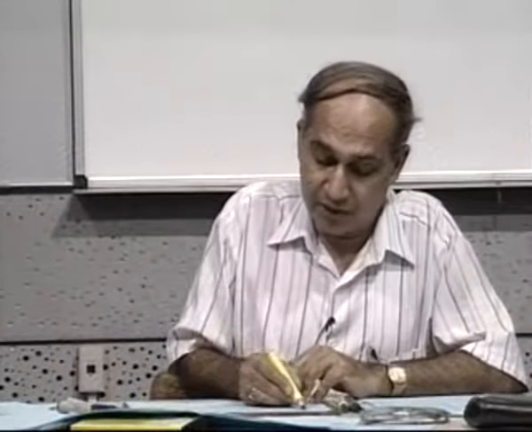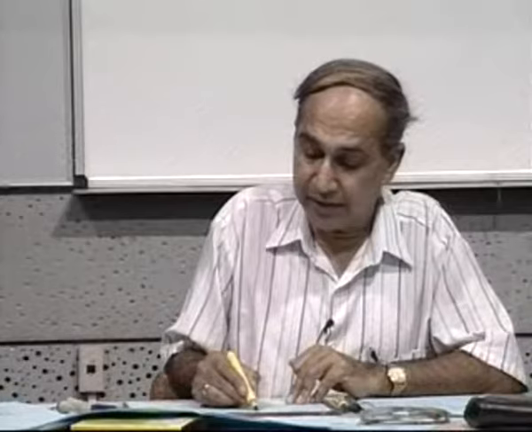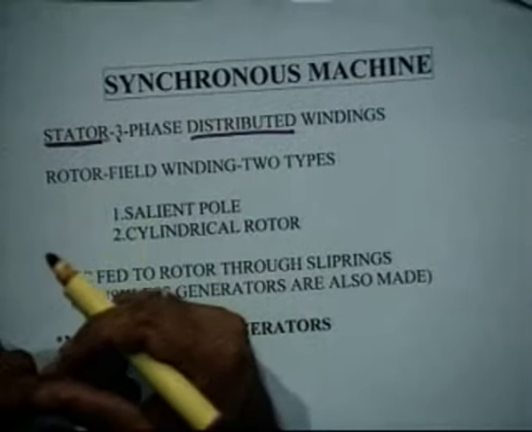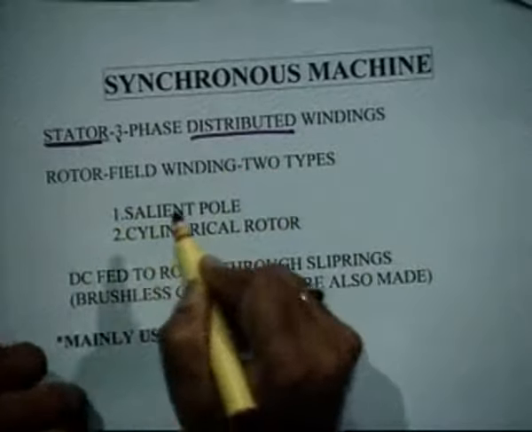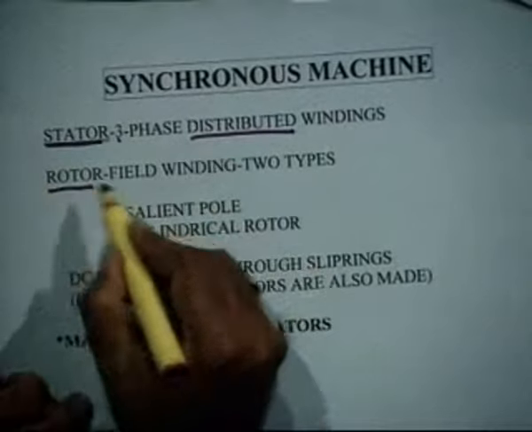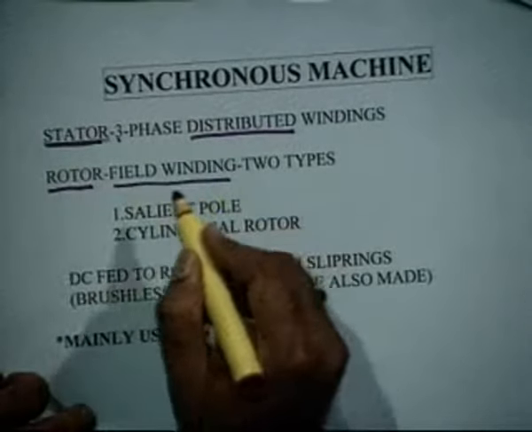So quickly let us look at the synchronous machine. The synchronous machine stator has 3-phase distributed windings. So it is not a concentrated winding. There is a difference. It is a distributed winding, 3-phase. And then the rotor is the field winding, unlike a DC machine.